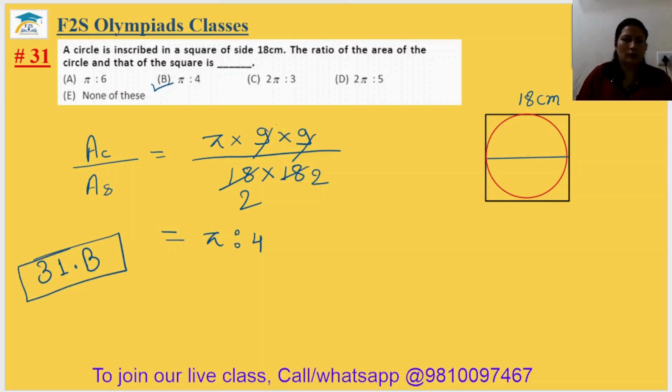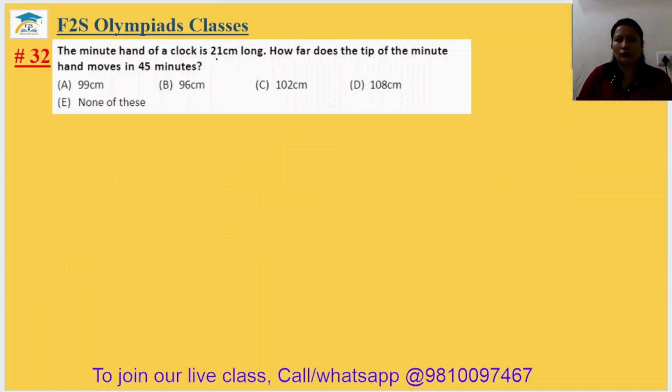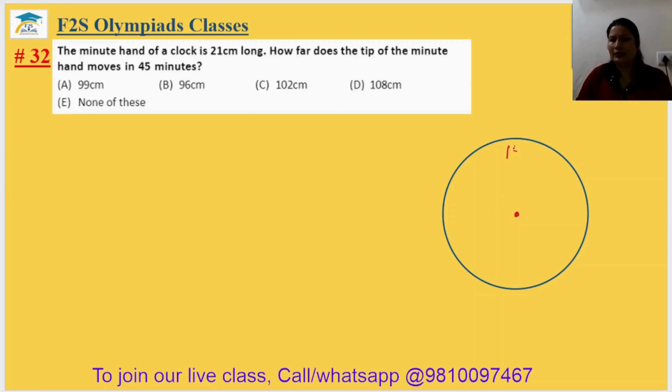Okay. Come to question number 32. The minute hand of a clock is 21 centimeter long. How far does the tip of the minute hand move in 45 minutes? So let's make a circle here to understand this question. I am making the minute hand only. So if minute hand is making 45 minutes, here it is 12, here it is 3, it is 6, and it is 9. It means minute hand started from this point and reached to this point.